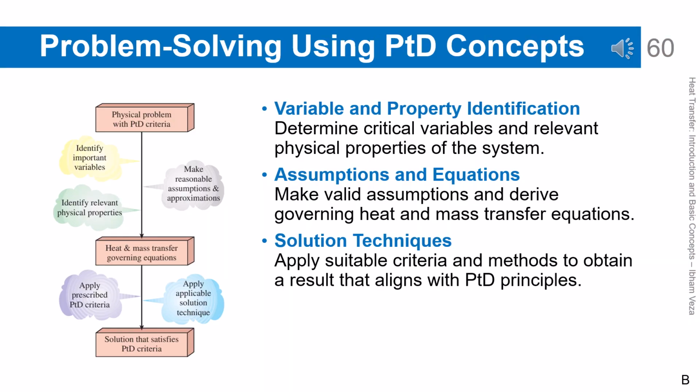Problem solving using PTD concepts. The problem-solving approach starts by identifying important variables and relevant physical properties. Then, reasonable assumptions are made to simplify the system without losing its physical essence. Heat and mass transfer equations are derived based on these assumptions. The obtained solution must be consistent with the prevention through design principles and physical constraints. This approach ensures that the solution is not only mathematically correct, but also engineering-wise reasonable.